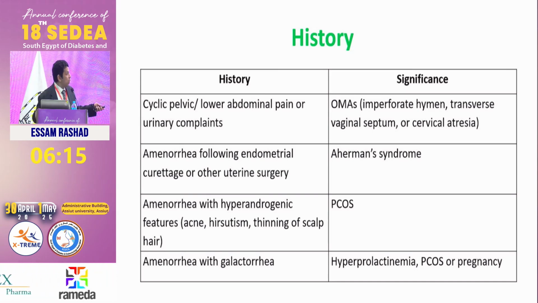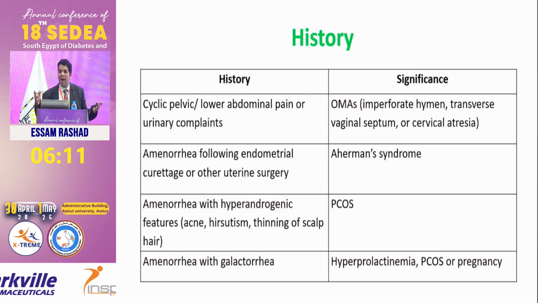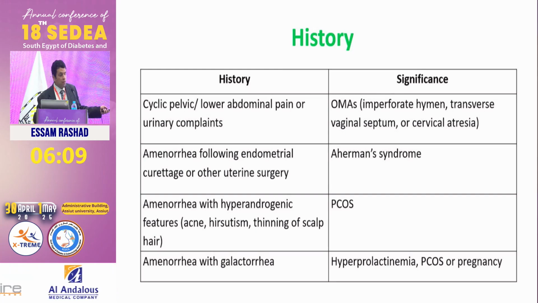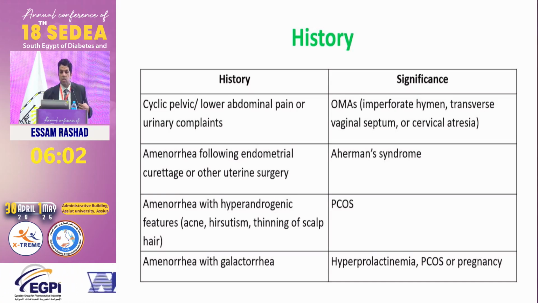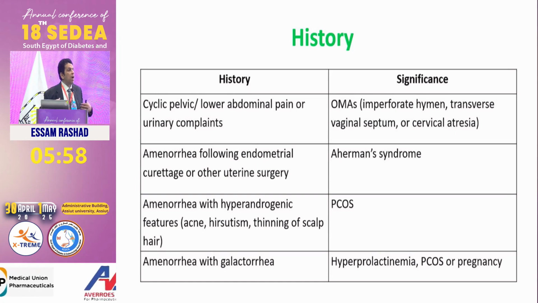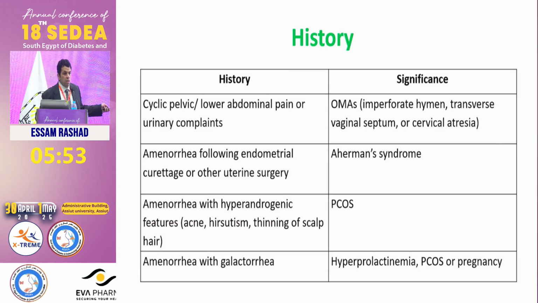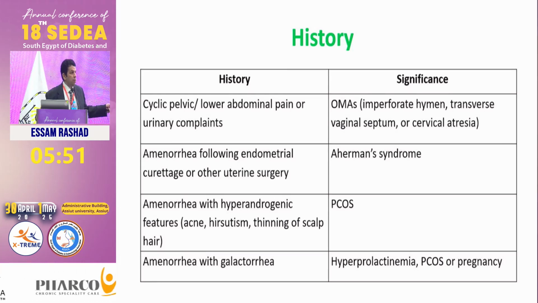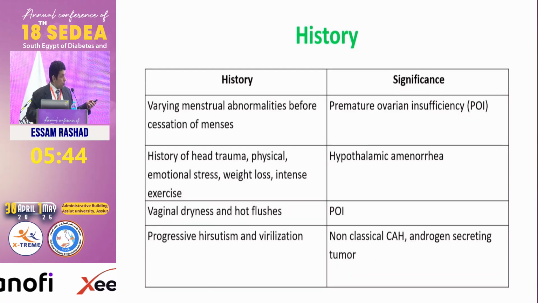Amenorrhea with hyperandrogenic features. You know that, of course. Amenorrhea with hirsutism, acne. Think of PCOS, of course. Amenorrhea with galactorrhea. She's complaining of some secretory products coming off the breast. And to be galactorrhea, it needs to be bilateral and coming from multiple orifices. Amenorrhea with breast secretion, this is hyperprolactinemia. You can come to this diagnosis just by listening to the patient.